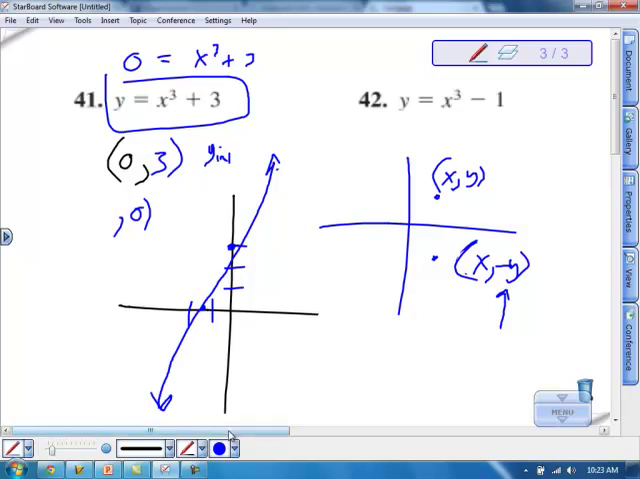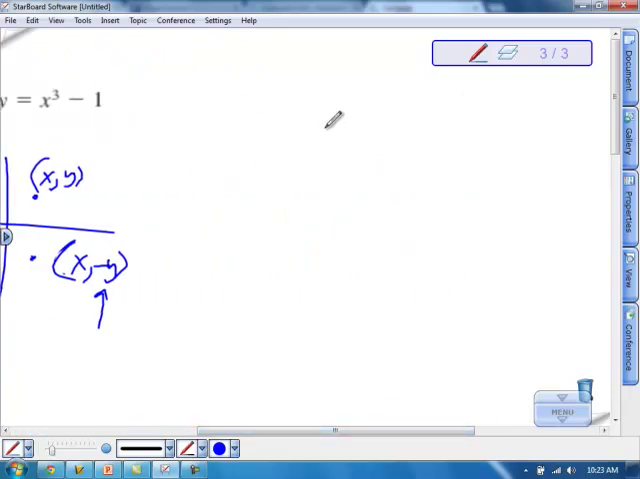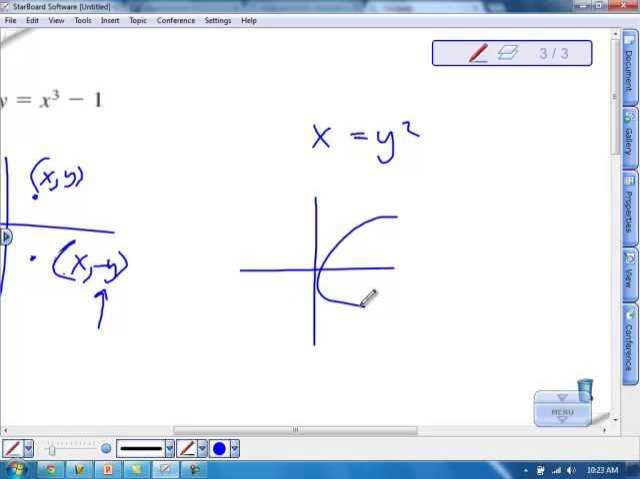Let me give you an example of one that works then. x equals y squared. I know this isn't a function, this is a relation. I know it looks like this. That's symmetric about the x-axis. So if I stick in negative y in for y, I get negative y squared equals x. When I simplify it, it turns into y squared equals x, which is the same relation.